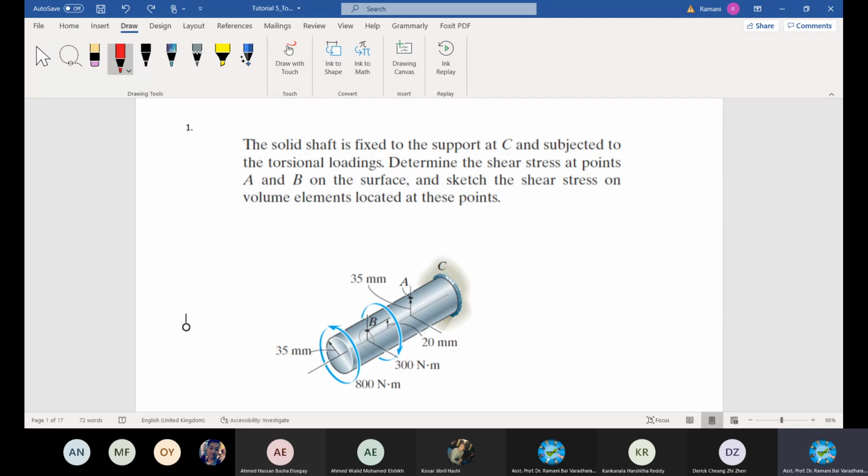Can you hear me? Yes, miss. Number one is shear strain. What is the notation you use?